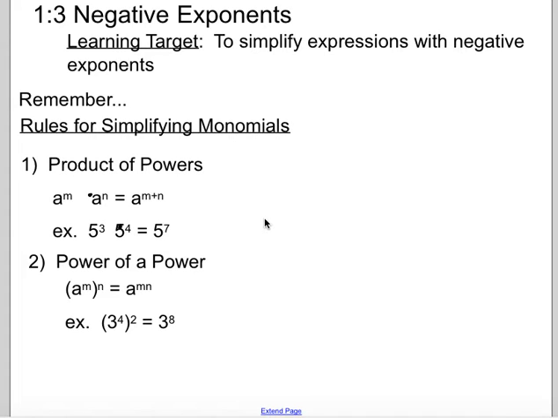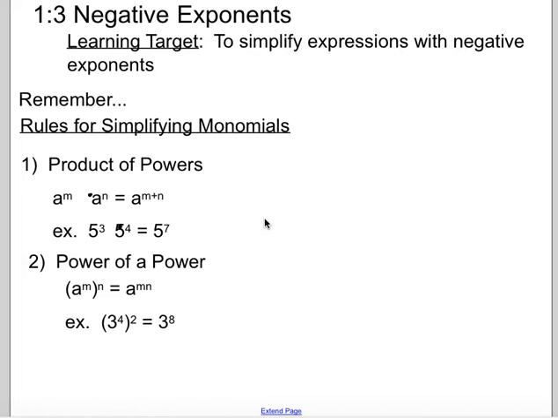Alright, so today we are going to go through 1-3, which is on negative exponents. Our learning target is to simplify expressions with negative exponents. So if you remember, we had two rules for simplifying monomials that we've already gone through.